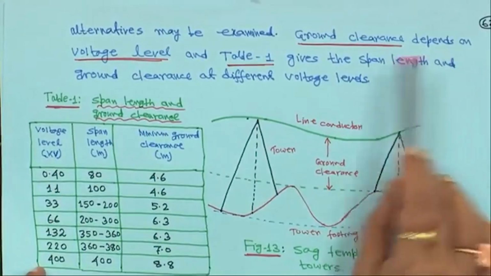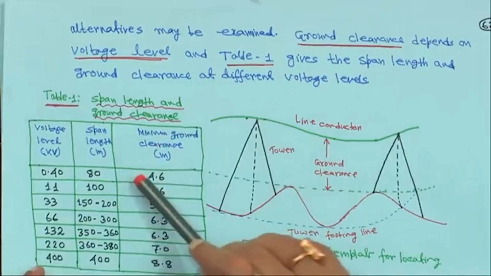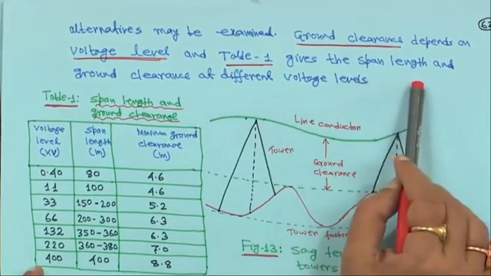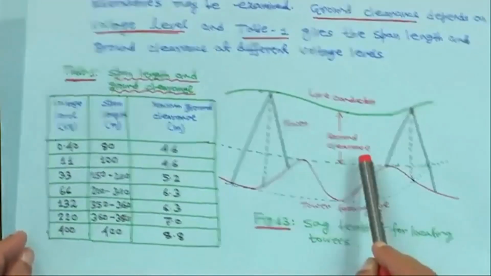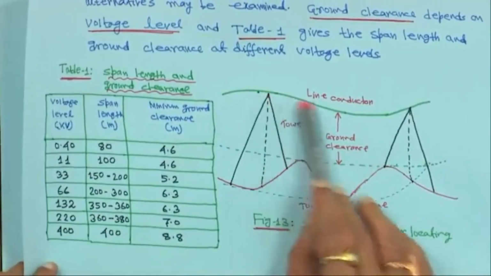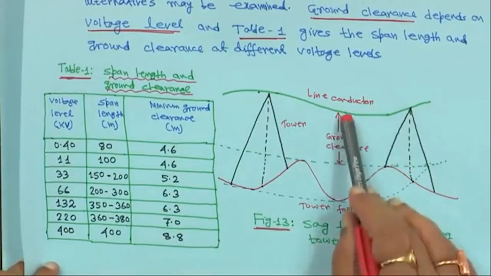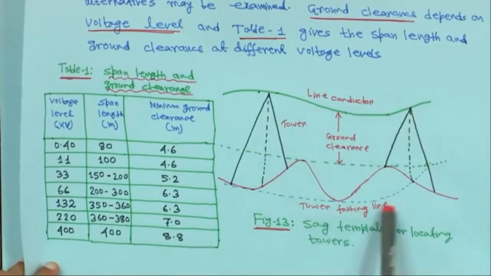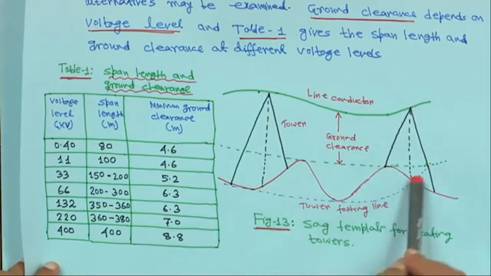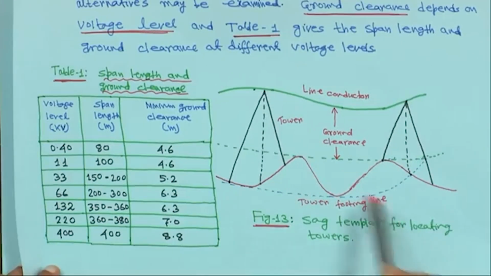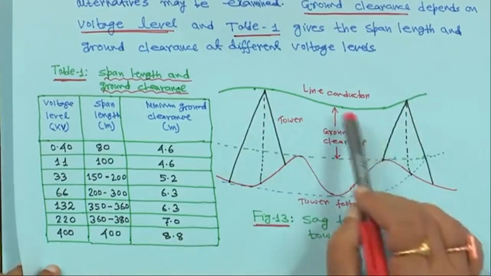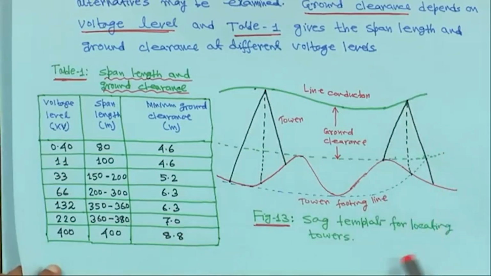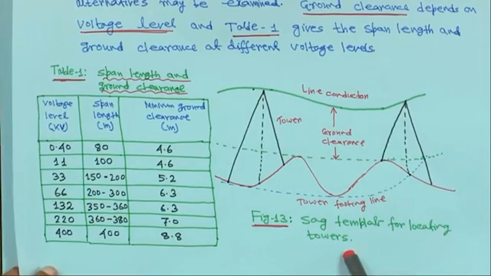So, ground clearance depends on voltage level, as table 1 gives the span length and ground clearance at different voltage levels. For example, suppose this is the line conductor, right, and this is your ground clearance, and this is the tower footing line. This dash line actually is the tower footing line. This is a sag template. This is the tower, and this is the ground clearance, and this is the line conductor. So, sag template for locating towers.